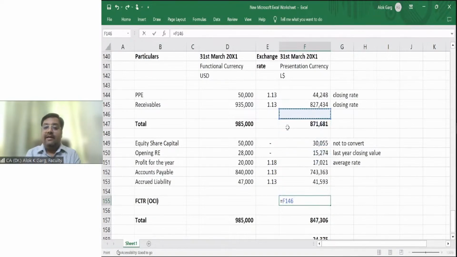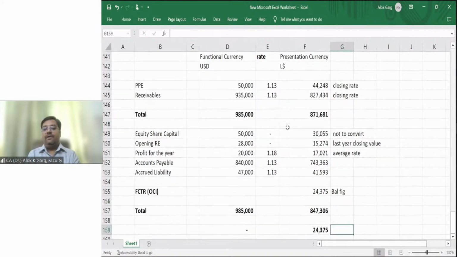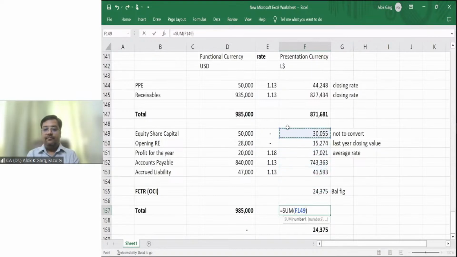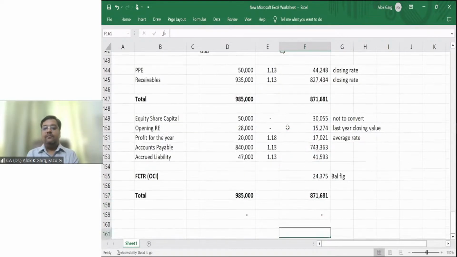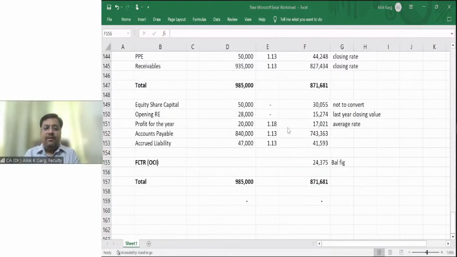What is that? 871,681 minus 847,306 is 24,375. This is your balancing figure. Okay. Right now, you can see that your balance sheet is getting tallied. Is that clear? What is your total of equity and liabilities? The total is 871,681 in the presentation currency, right? I hope it is clear.